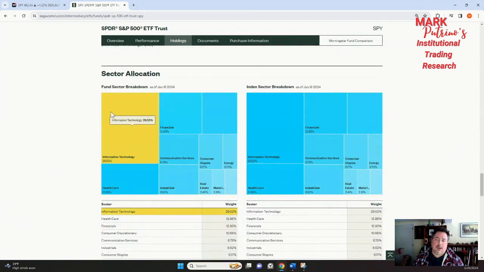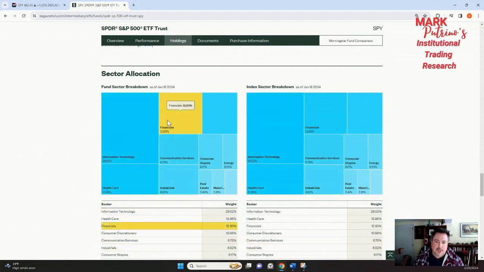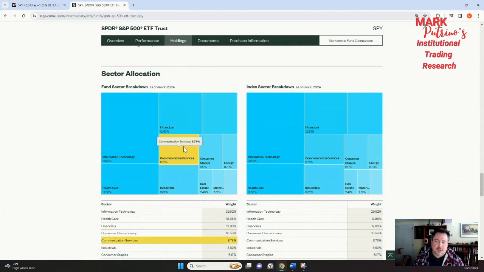We can see here are the various sectors: technology, healthcare, financials, consumer discretionary, communication services, industrials, consumer staples, energy, real estate, materials, and utilities. Now, real estate, materials, and utilities are so small, they don't really affect the broader market, although we do look in there for trading ideas. Energy is really small, less than 4%, but energy can affect the rest of the market as well.